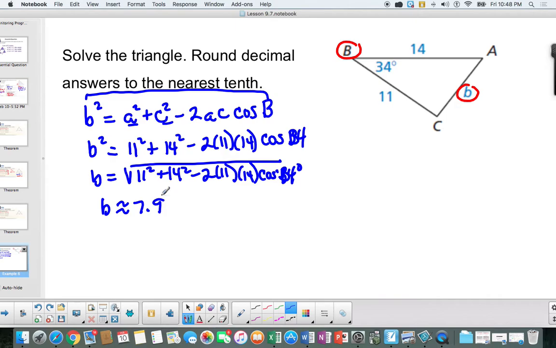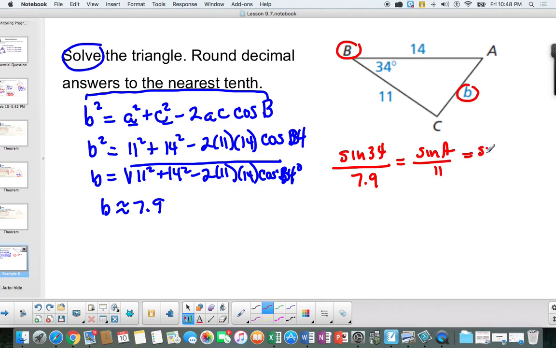Now it says to solve the triangle, and solving the triangle means I've got to find all the parts. I found this side, but now I need to find the angles. So to do that, I'm going to go back to my law of sines. So sine of 34 over 7.9 is equal to the sine of A all over 11, which is equal to the sine of C over 14.